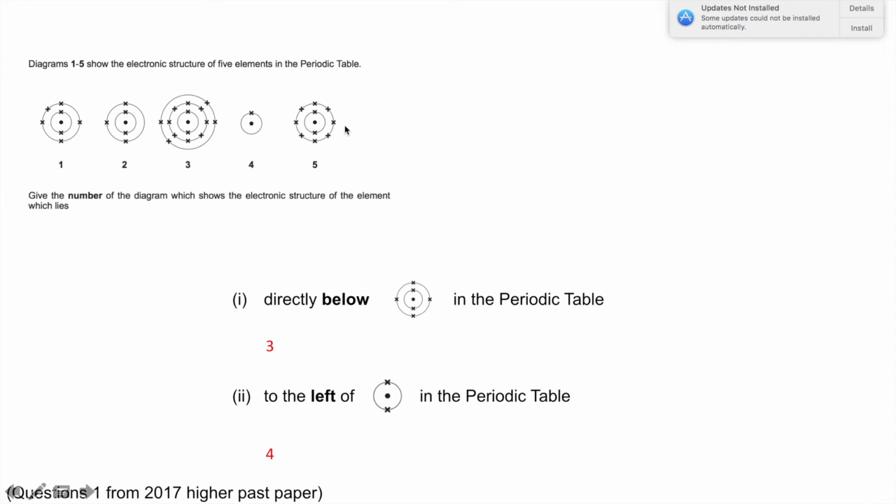Again, here we're given the electronic structures of 5 elements in the periodic table, and then asked to state which one is directly below the electronic structure shown for I, which will be 3, as you can see. It has the same number of electrons in the outermost shell, which is 4, with 1 extra full shell of electrons. And to the left of helium in the periodic table will, of course, be hydrogen with just 1 electron. Just going to the left of the periodic table, the number of protons, and therefore the number of electrons in the outermost shell, will decrease.